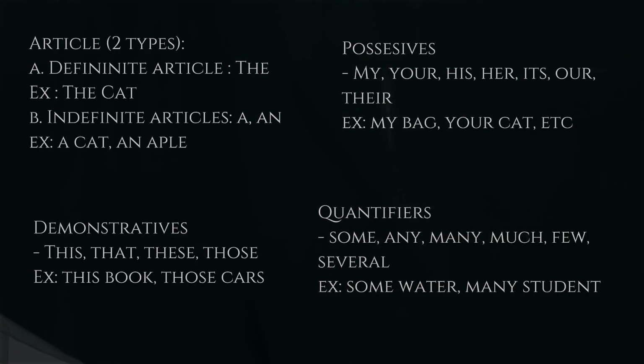There are some, any, many, much, few, and several. For example, some water, many students, some people, anything. Okay, next is number. There are one, two, three, anything. For example, two dogs and three cats. Yeah, like that.